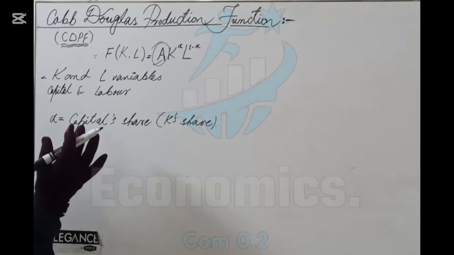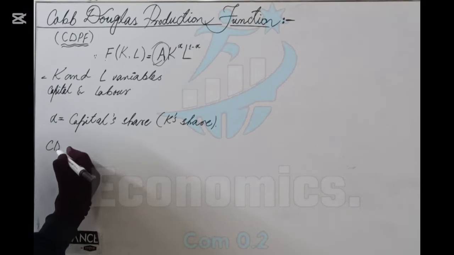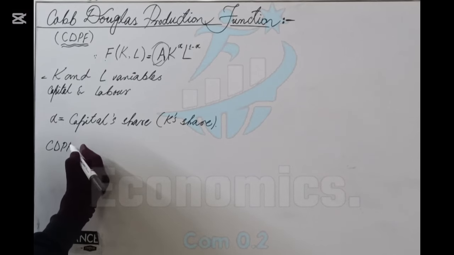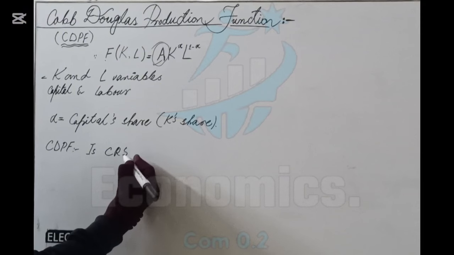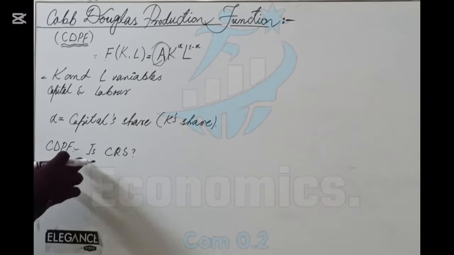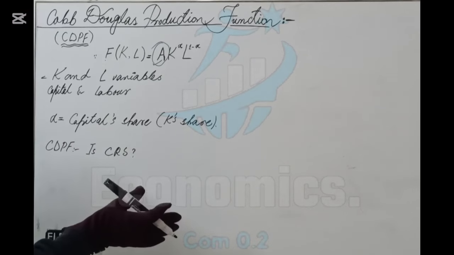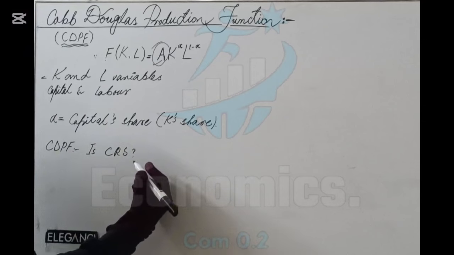The first question we can ask about the Cobb-Douglas production function is whether it has constant returns to scale, CRS. Is the Cobb-Douglas production function a constant return to scale? And remember, the general test is constant returns to scale.